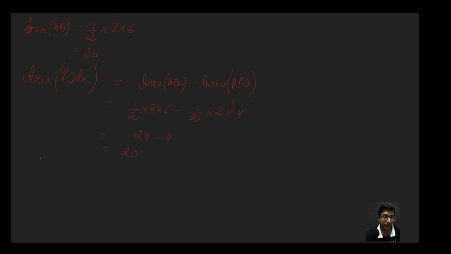So our final answer, which is our probability, what does it turn out to be? 20 by 24, which is equal to 5 by 6. This is our answer.